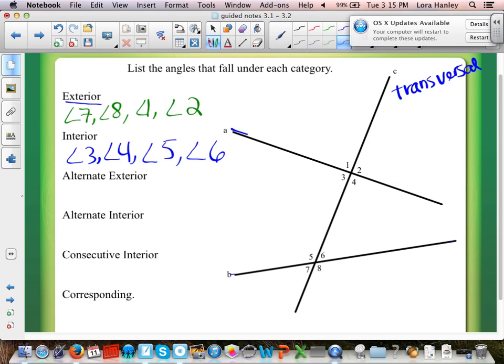So for example, if I pick angle 1, we want to find out which angle is alternate exterior. We have to jump across our transversal and on the outside. So angle 8 would be that pair. So from now on, we're going to group them into pairs. Angle 1 and angle 8 are alternate exterior.